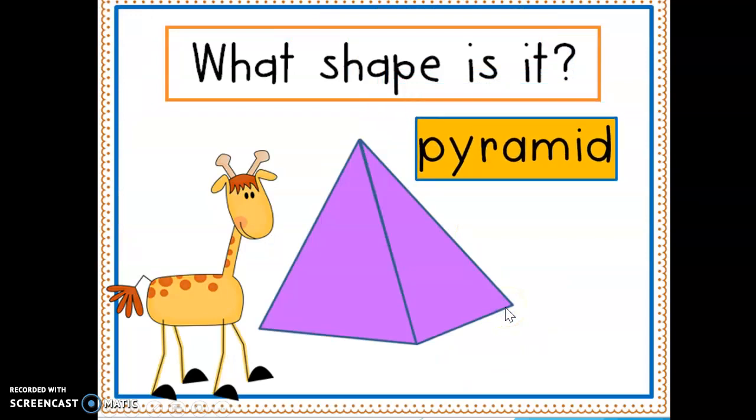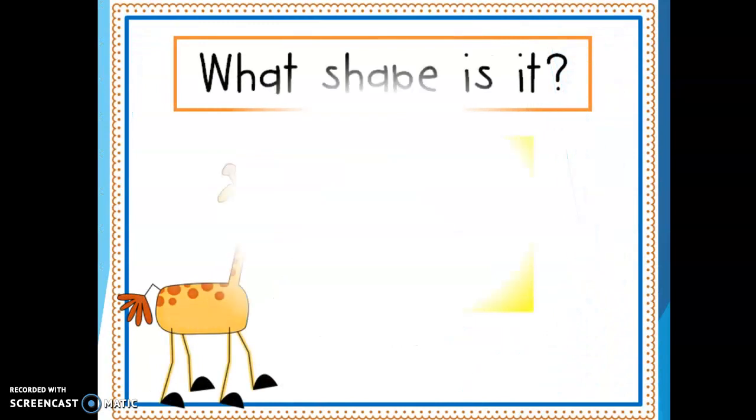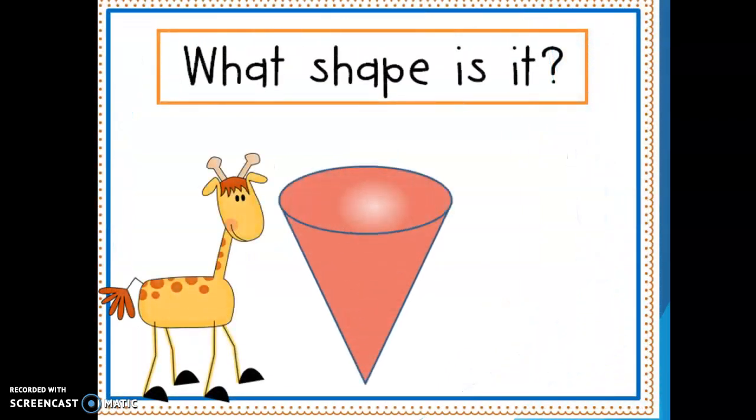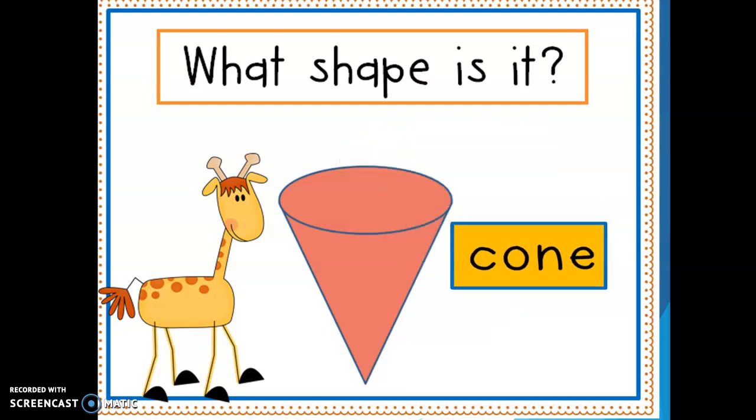Oh, sorry about that. This one was the pyramid. We also talked about it at Number Corner. What shape is this? It is a plane shape. It is flat. It is a square. All right, take a look at this shape. This is another solid shape we talked about in Number Corner. What shape is it? It's a cone.